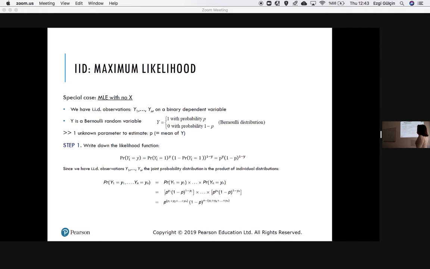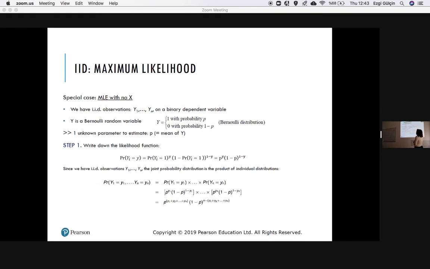And then the only parameter of this distribution, which is unknown, is P. And then the question is, let's estimate P. We are not estimating beta 0 and beta 1 because we don't have X, okay? But this random variable depends on some parameter. Our aim is to estimate this parameter. And how do we do that? We want to estimate this parameter by maximizing the likelihood function.